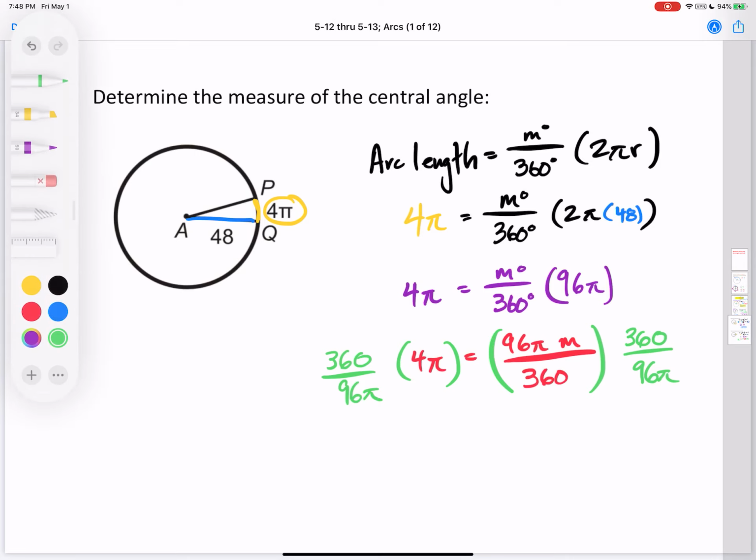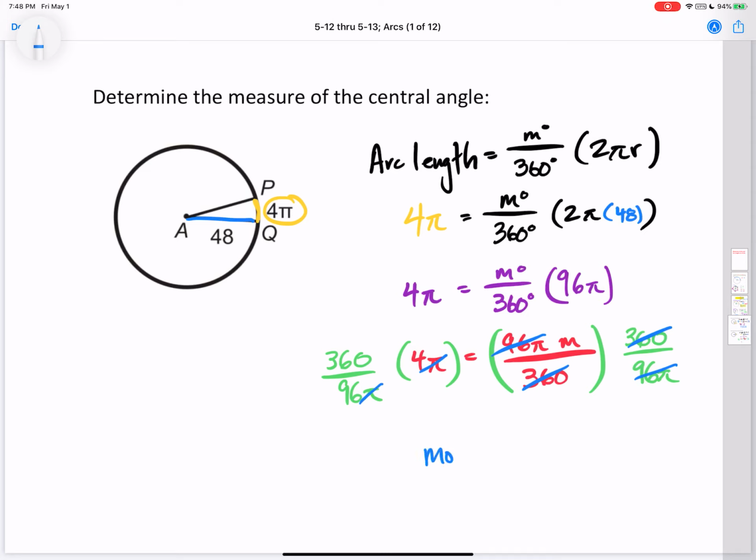Now we can cancel out the 96 pi and the 360. On the other side, we can cancel out the pi's. So now we're left with m, which is our angle measurement. The measure of the angle here is going to be 360 divided by 96 times 4, and that turns out to be 15 degrees.